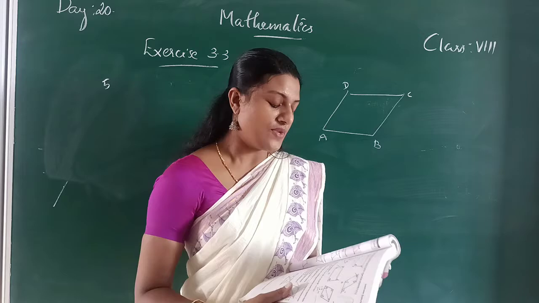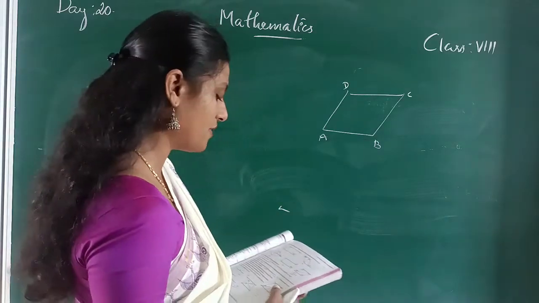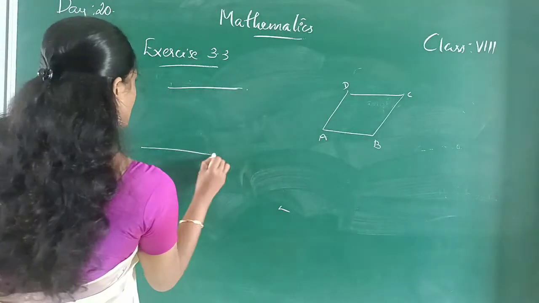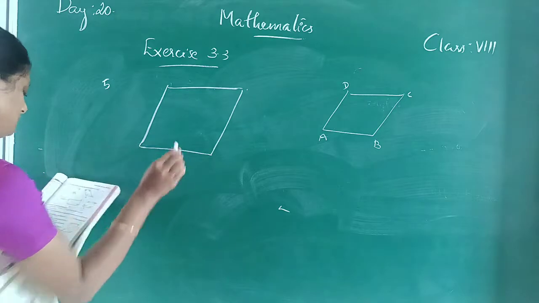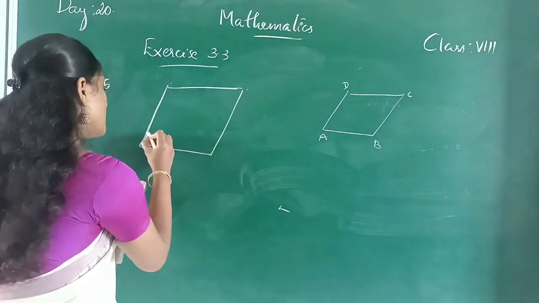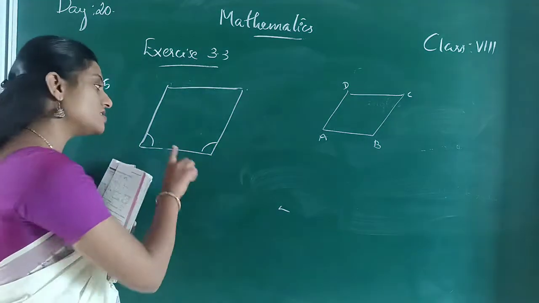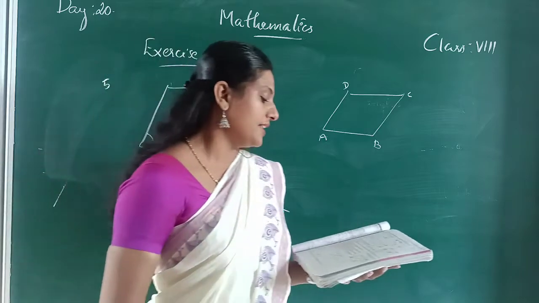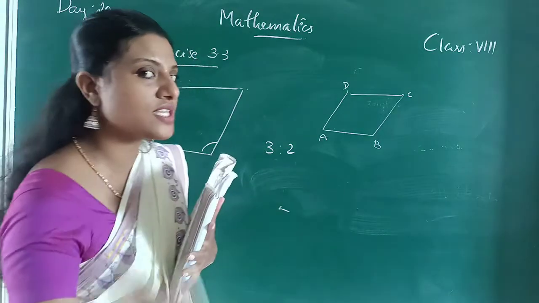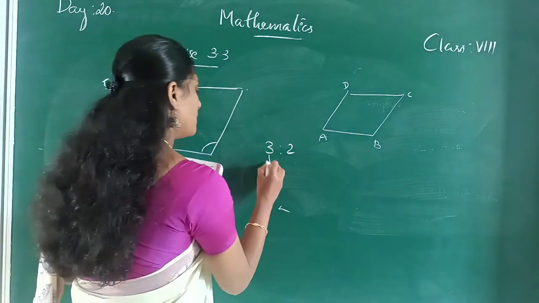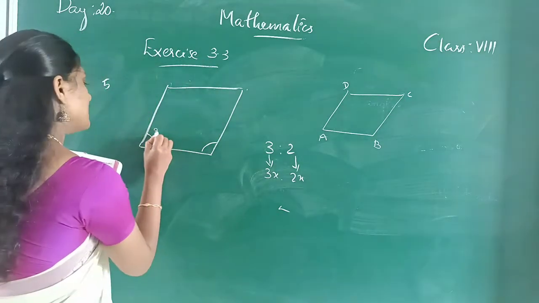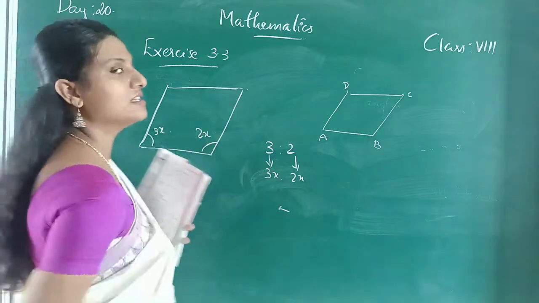Next is fifth question. The measures of two adjacent angles of a parallelogram are in the ratio 3:2. So it's given a parallelogram. So consider a parallelogram. This is the parallelogram and measures of two adjacent angles. So these are the two adjacent angles. തൊട്ടടുത്ത് വരുന്ന രണ്ട് angles എടുക്കുക. എന്നിട്ട് they are in the ratio 3:2. Whenever you are seeing a ratio, you can directly convert it to 3 becomes 3x and 2 becomes 2x. So the first angle is 3x and the second angle is 2x.